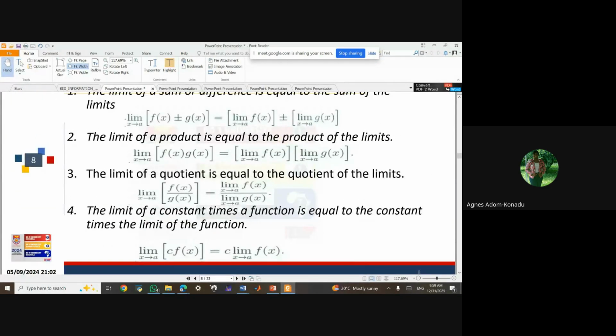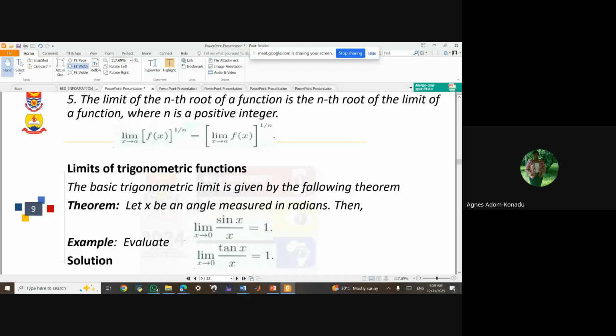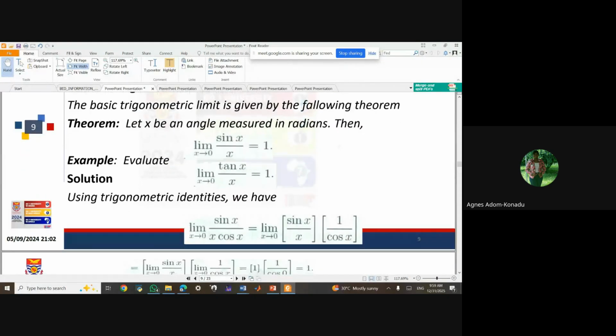So please keep these rules. We'll be using these laws. The next thing, I want to look at limits of trig functions. So we'll start with the basic trig limits. The basic trig limit is given by the following theorem. Let x be an angle measured in radians. Then the first rule says that the limit as s approaches 0 of sin x over x is equal to 1. So this is the theorem.